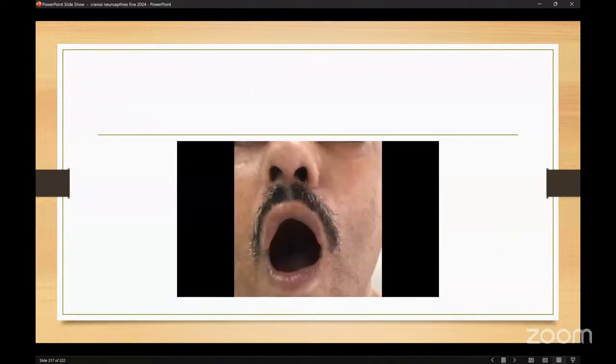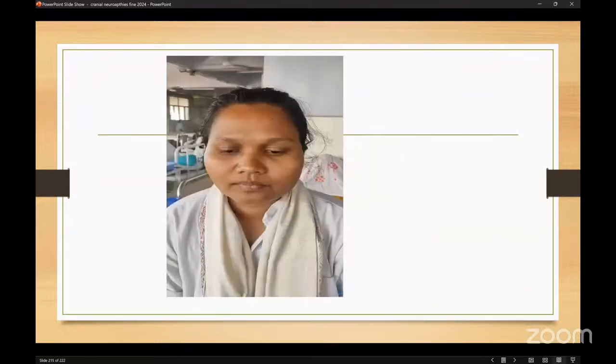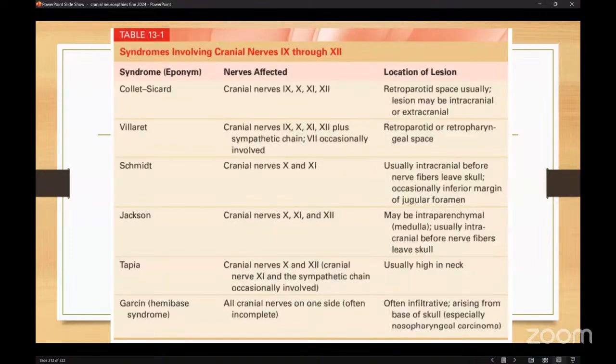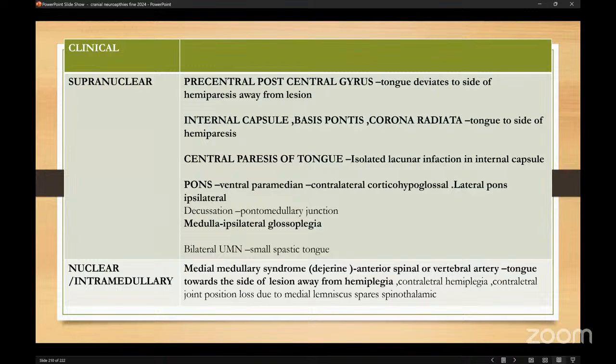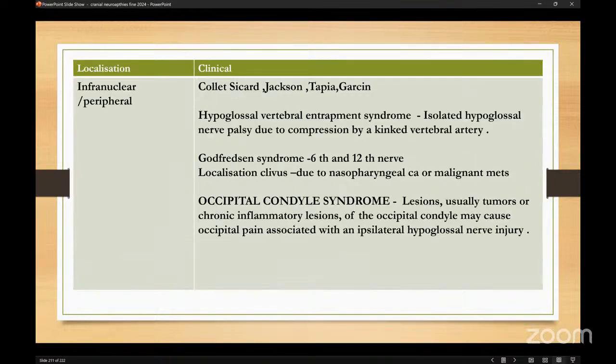So for the tongue, just remember ipsilateral deviation and the syndromes associated with the 12th cranial nerve. With supranuclear control, the tongue deviates to the side of hemiparesis, that is away from the lesion. And there can be medial medullary syndromes because of vertebral artery involvement. The tongue then deviates towards the side of the lesion, which is away from the hemiplegia.